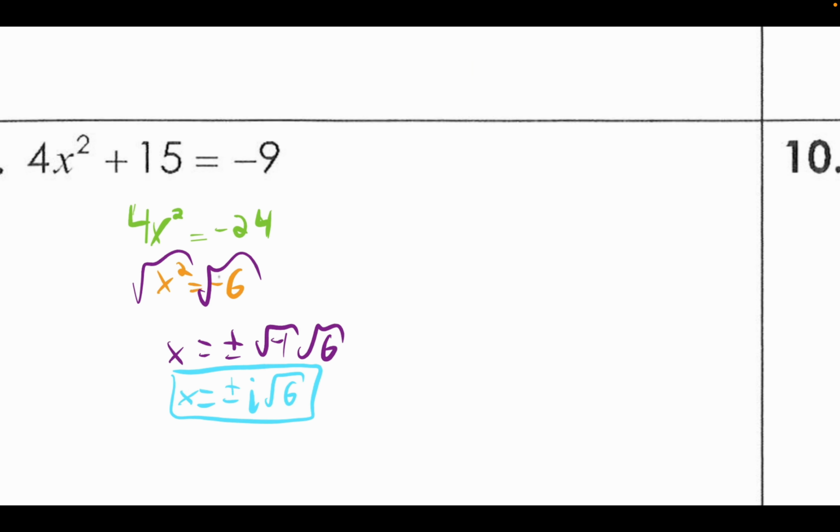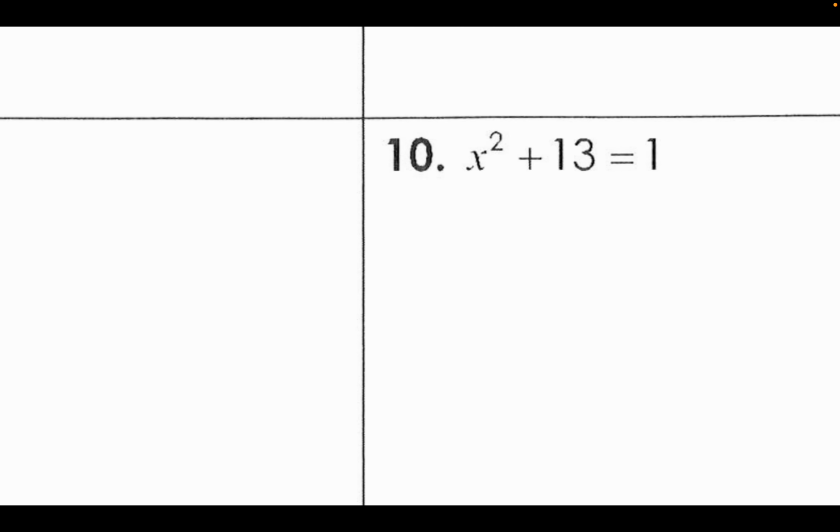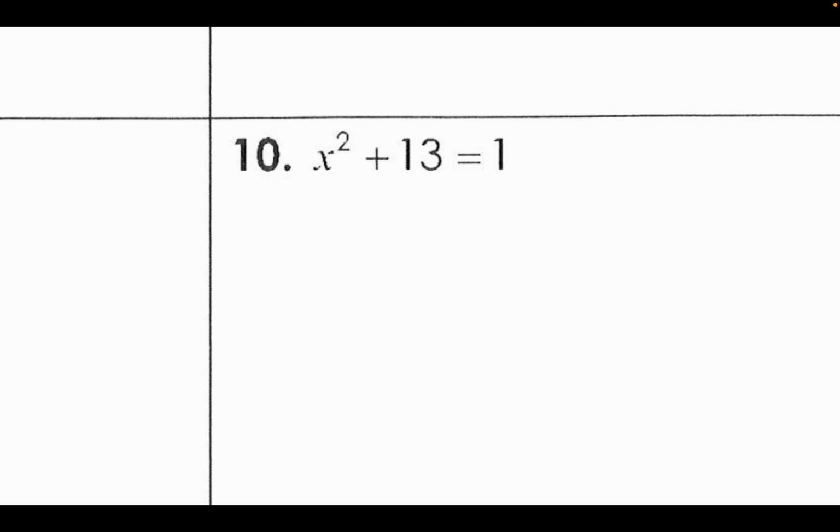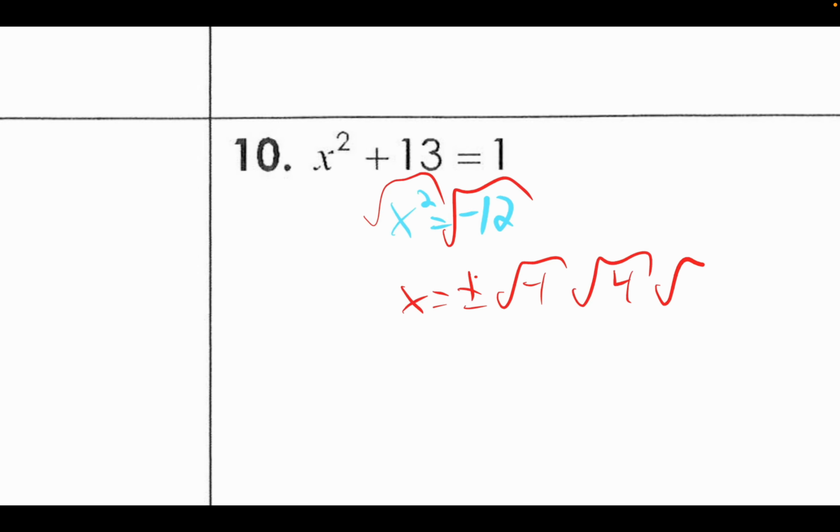Next will be number 10. Number 10 is x squared plus 13 equals 1. We undo the 13 by subtracting it, and I get x squared equals negative 12. I then square root both sides to undo the square, and I get x equals positive or negative square root of negative 1 times the square root of 4 times the square root of 3.